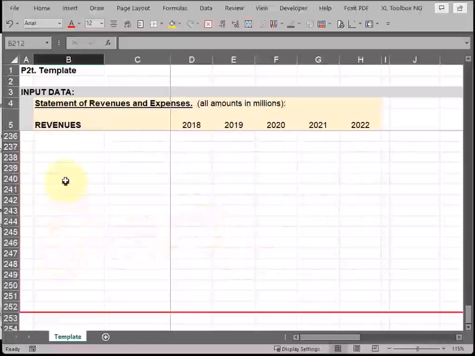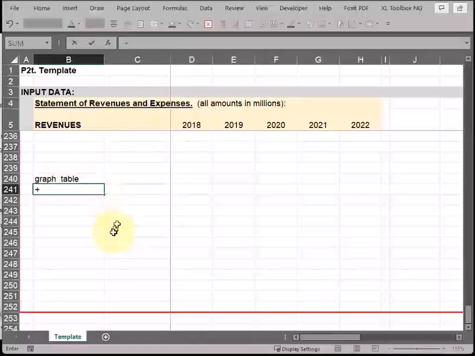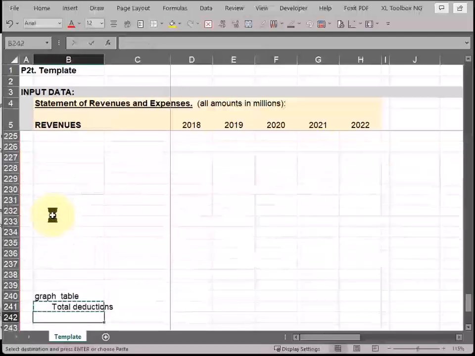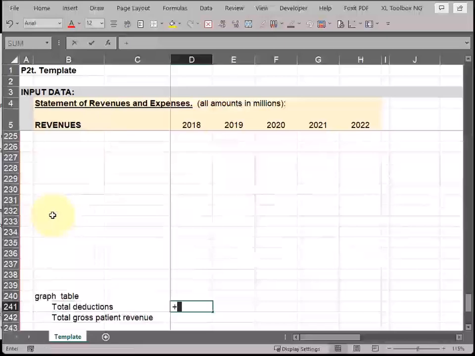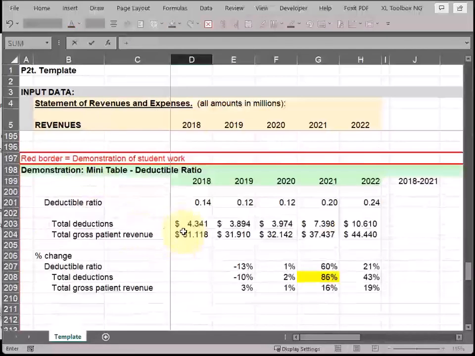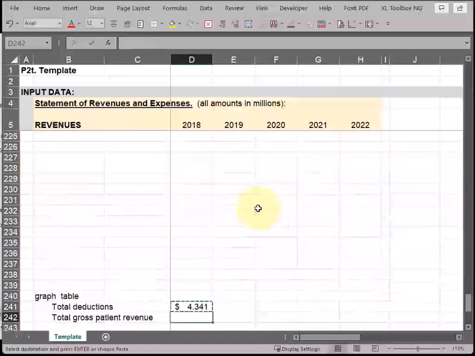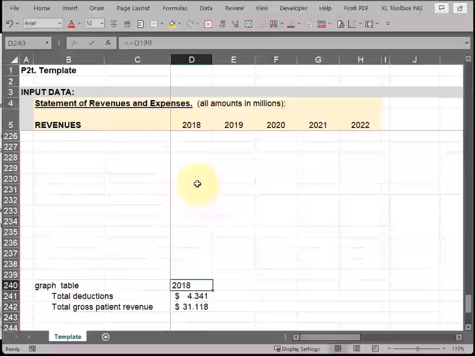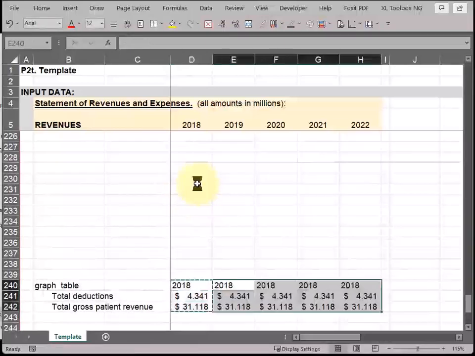Now, at this point, you already have enough for an interesting graph. Remember with Excel, it's always best to have a little graph table that's separate because Excel is just fussy. So we'll call this our graph table. We are going to have two things in the graph. You can change what you have in your graphs, since you're not doing these ratios anyway. But I'm going to use my total deductions and my total gross patient revenue, and I'm going to grab these numbers right there.